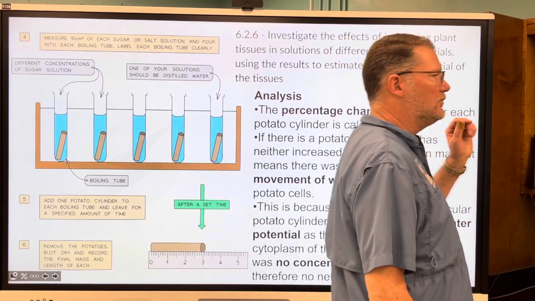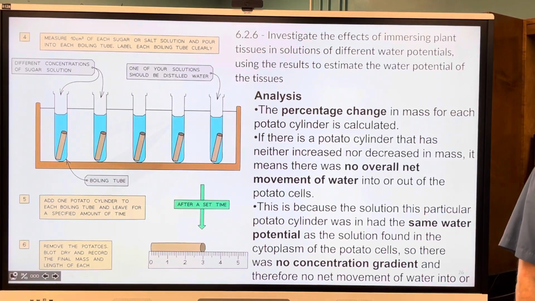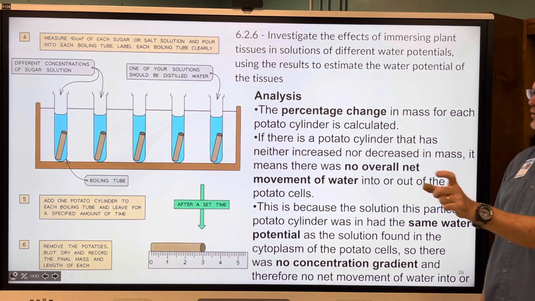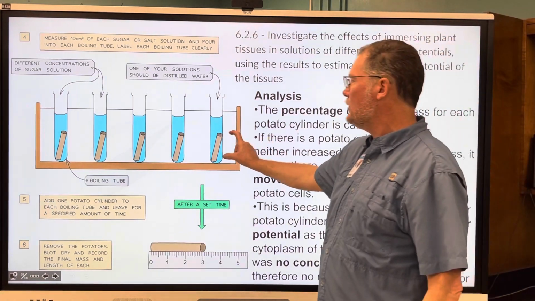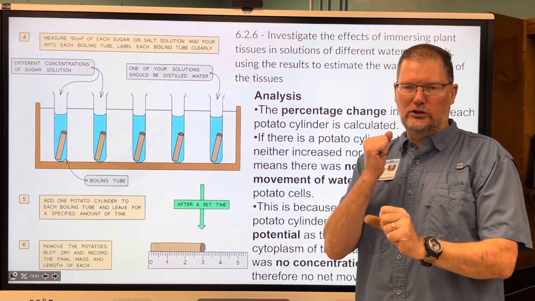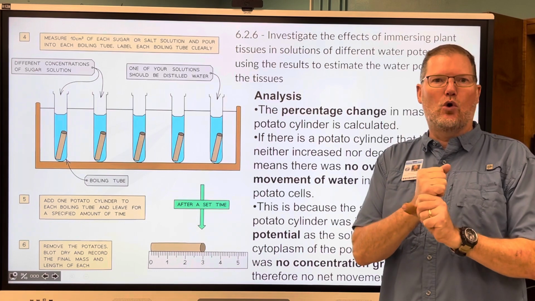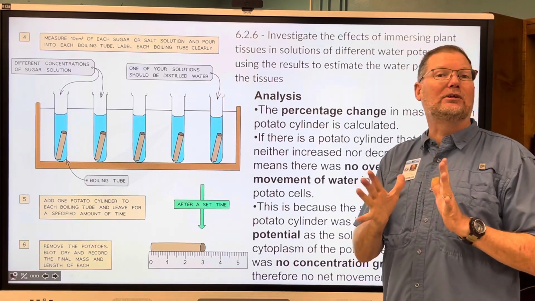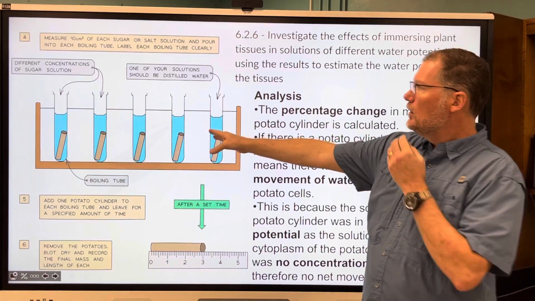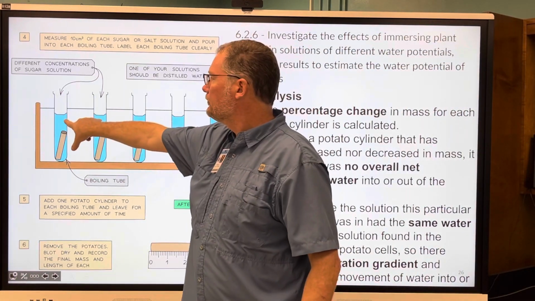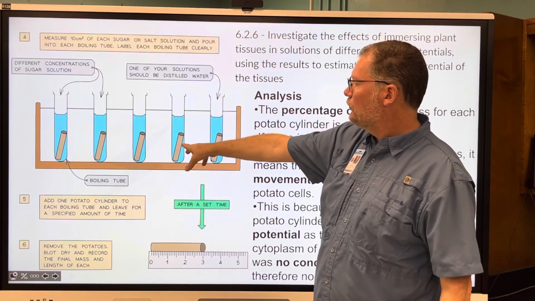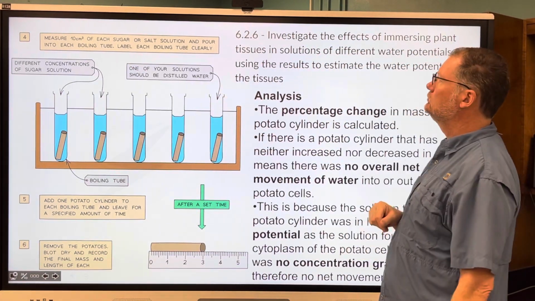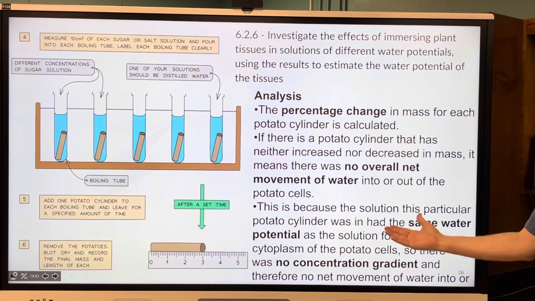This one is requiring us to understand the effects of taking a plant tissue. In this case, these are pieces of potato, little core samples, I guess, of potato. They're all the same length, and they're put into solutions of sugar, 4 of them, and then a control with distilled water. That's the experiment. Simple.